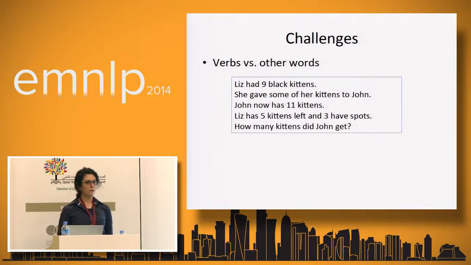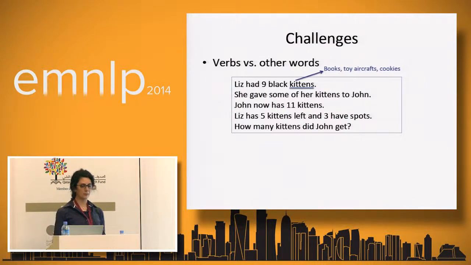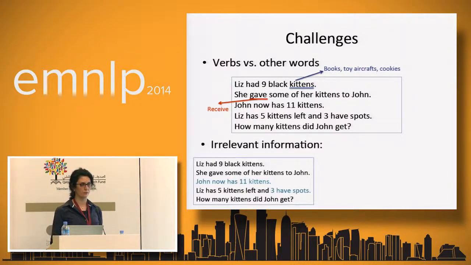There are some parts of the question that we really don't care about. So for example, you can easily replace the word kitten with something else like toy aircrafts or cookies or books, right? And the story wouldn't change and the final equation also wouldn't change. But at the same time, if you replace some words, in particular verbs, with another verb, then the whole story will be different and the final equation will be completely different. So for example, if you replace the verb give with receive, then we have a different equation.